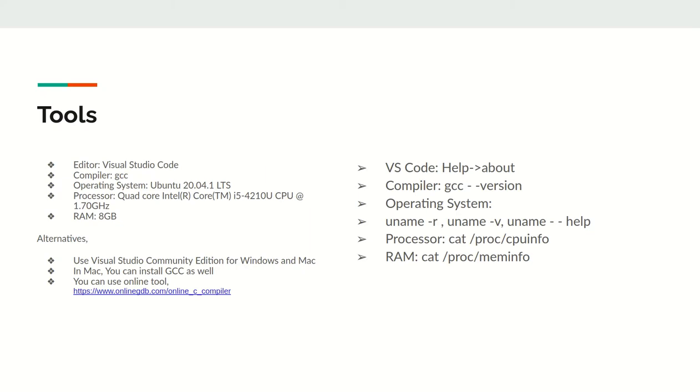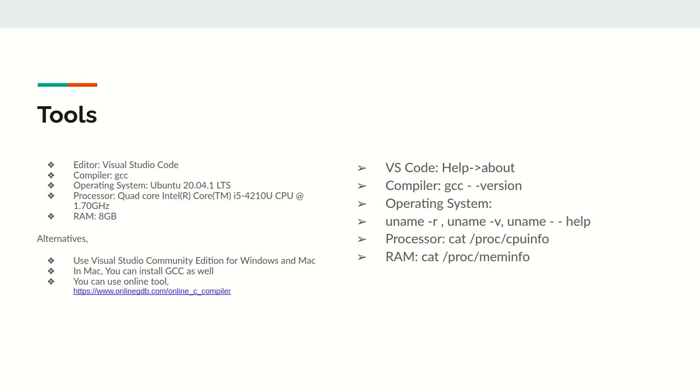In this session we are going to use the editor. Editor is an editing tool to create or edit the source code. So we are using Visual Studio Code, a source code editor provided by Microsoft. It is installed in the system already. Then for the compiler we are using GCC, the GNU C compiler.